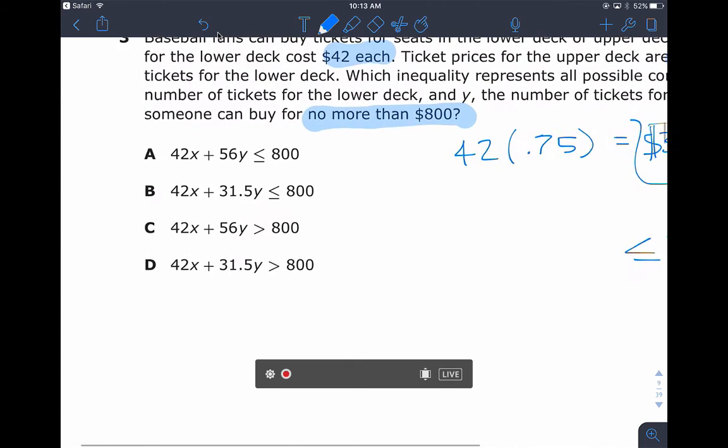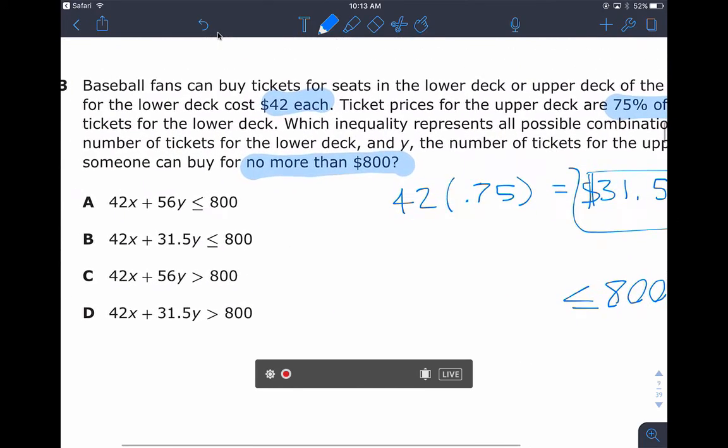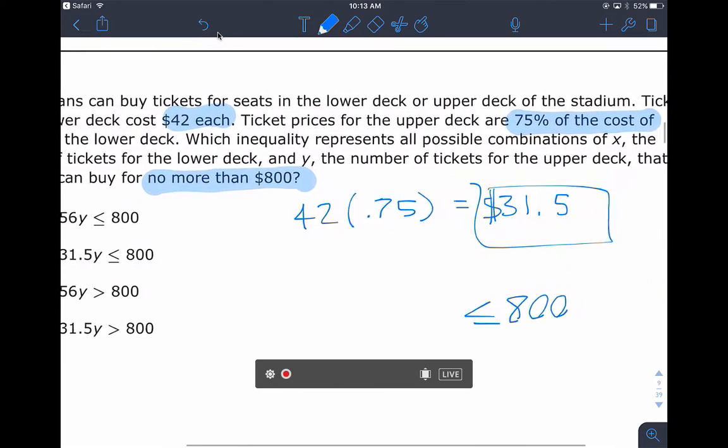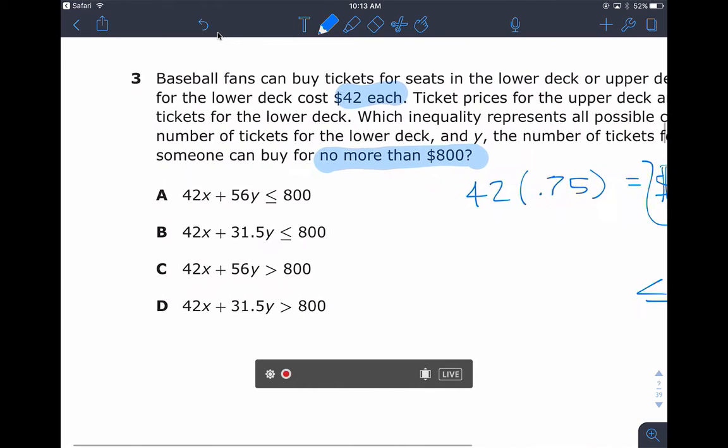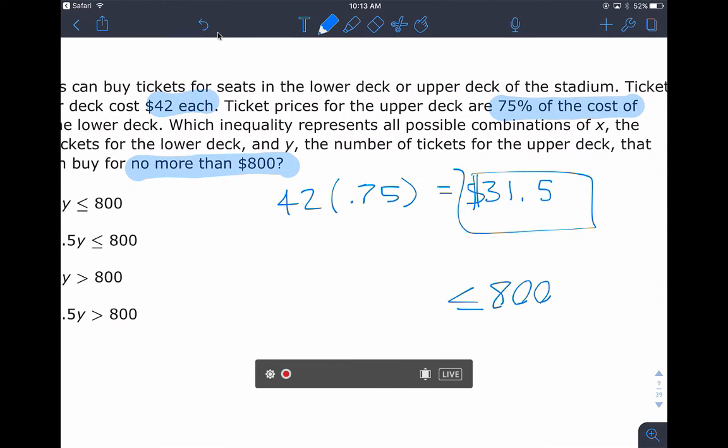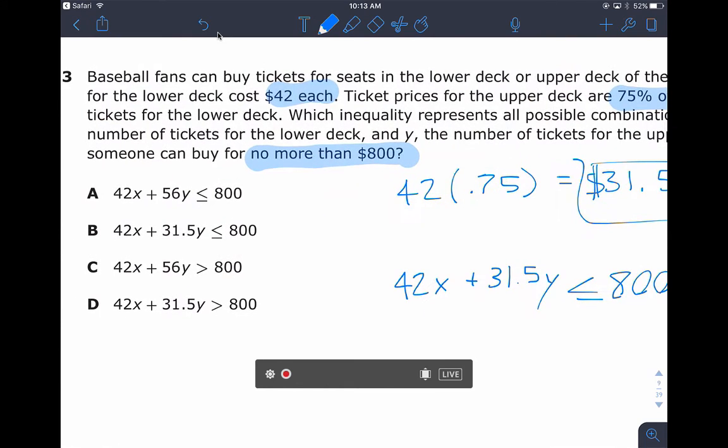So we've got to figure out how to incorporate some of these things here. I guess they are saying X is the number of tickets for the lower deck, so that's the more expensive tickets. So I'm going to say $42 per one of those lower level tickets. And then we just punched out that the upper level tickets were $31.50, so I'll put that in front of Y. So the best option looks like it's going to be B.